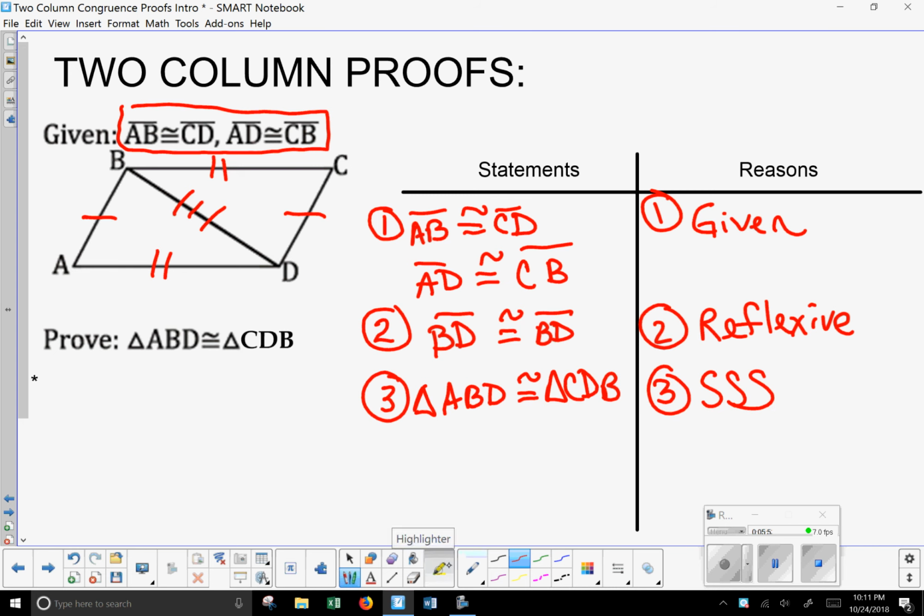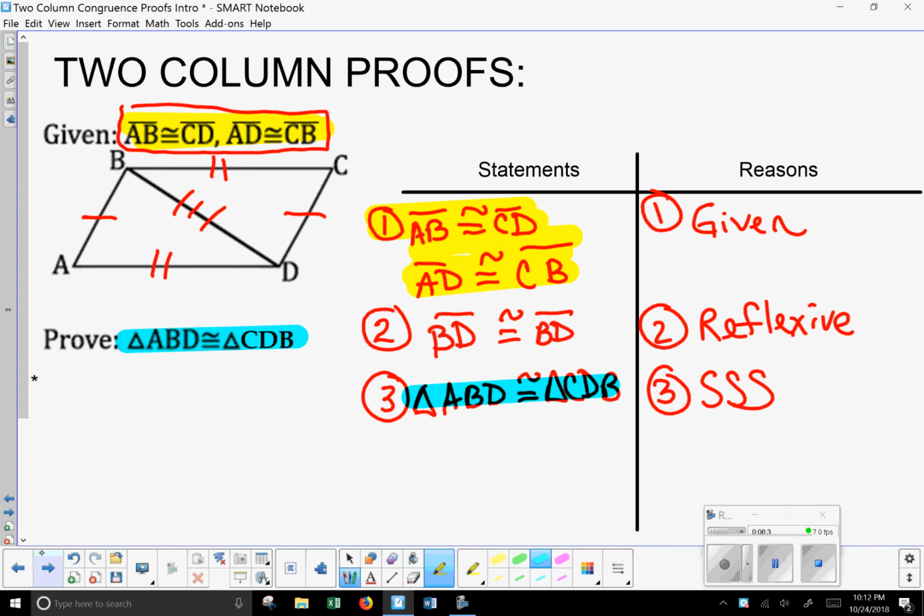Notice, and this is really, really important for you to notice, my given information was statement number 1. Very important to know that the given information was statement number 1. My prove statement is always my last statement in a two-column proof. Please make sure you do that every single time. It's an easy thing to do. Make sure you start with your given, make sure you end with your prove.